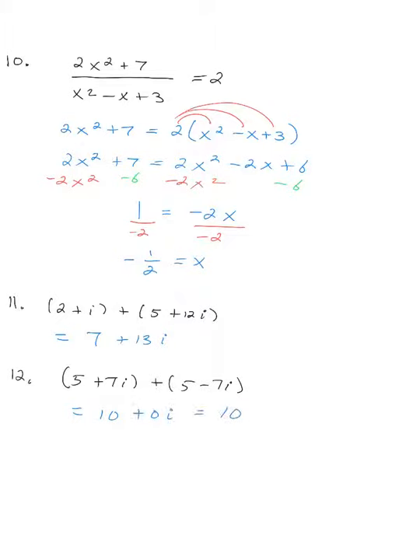The answer is 10. If we now subtract two complex numbers, the only real difference here is we want to make sure we distribute that negative to both terms. This is really 3 minus i minus 4 minus 2i. And when we combine like terms, we have 3 minus 4, which is negative 1. Negative i minus 2i is negative 3i, and that is it.